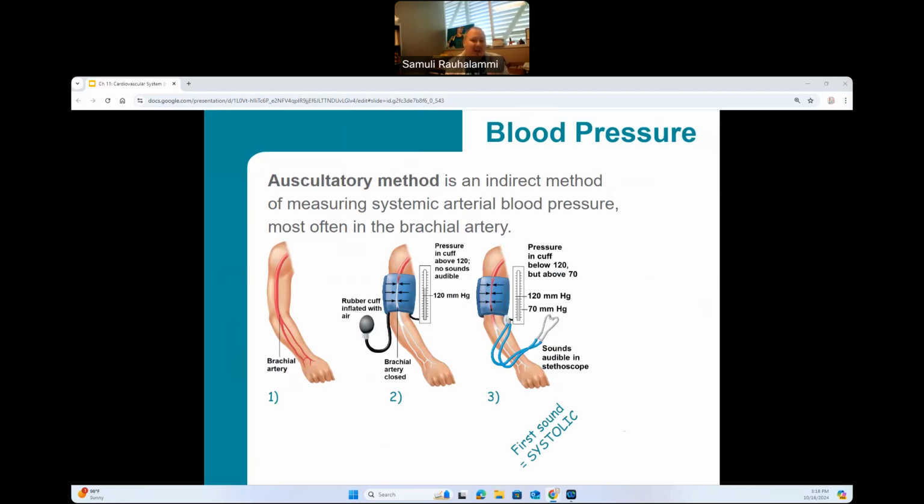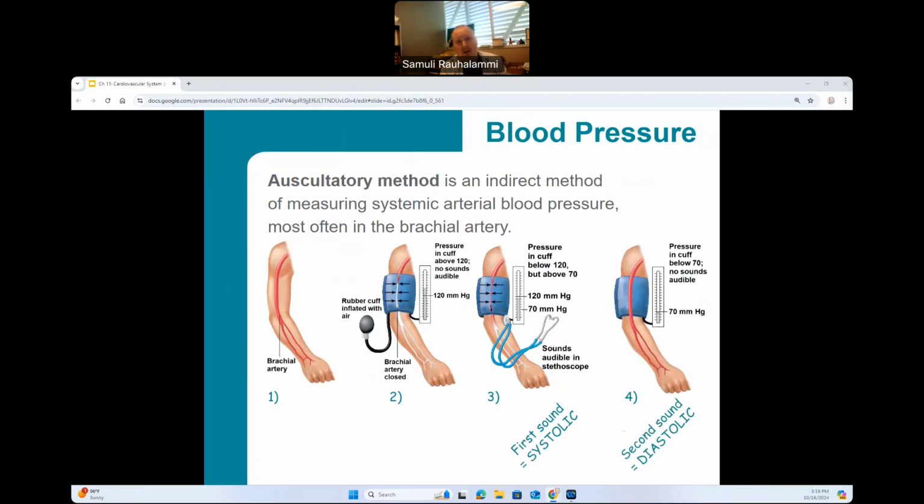And when they start to hear this first tapping sound, this is the first point at which a small amount of blood is actually sparking through this constricted artery. And this is the value that we will record as a systolic blood pressure for that patient.